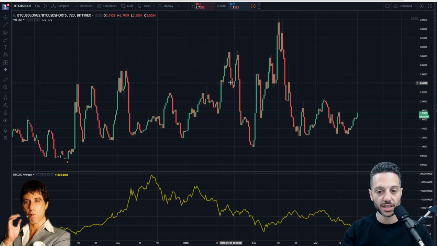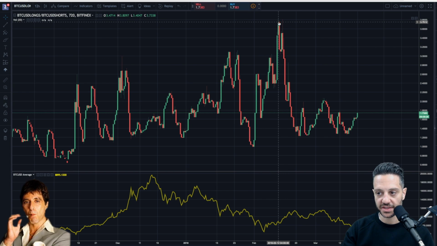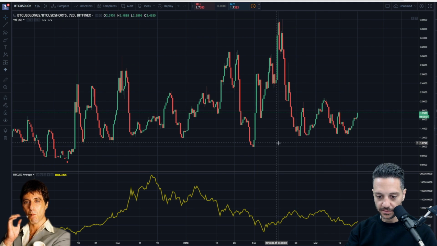If you take a look at the long versus shorts ratio, the way that this works is the lower this is, the fewer longs there are in comparison to shorts. The higher this number is, the more longs there are in comparison to shorts. So if you look at this, for instance, it's at 3.7 at this top right here. That means there are 3.7 times as many longs as there are shorts.